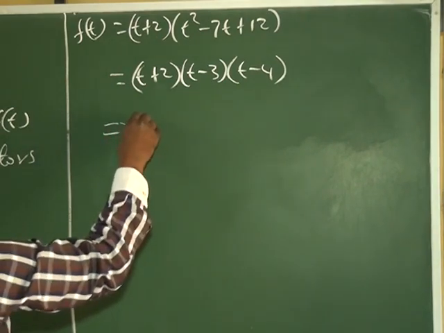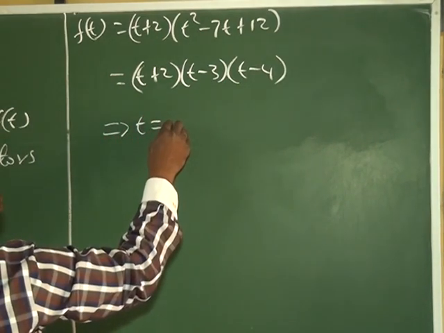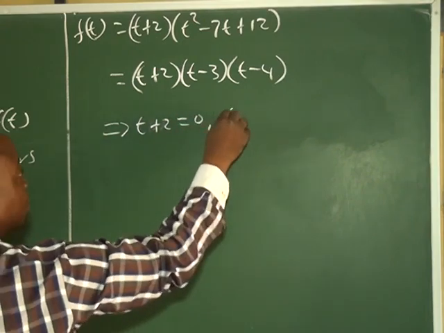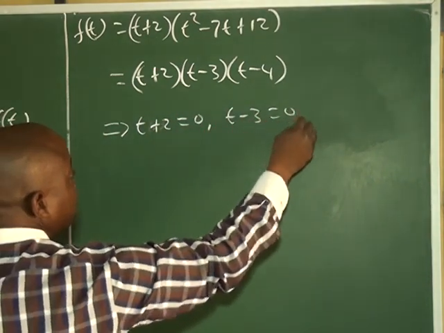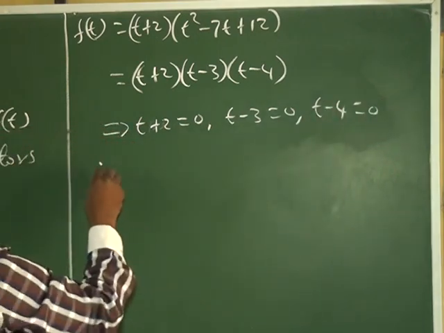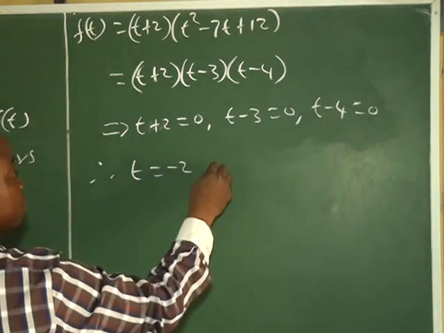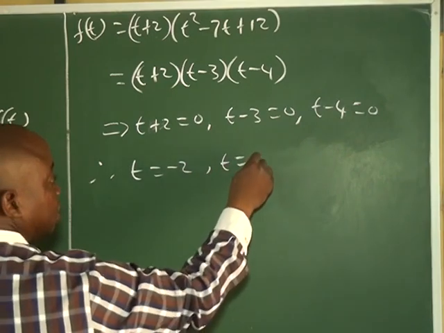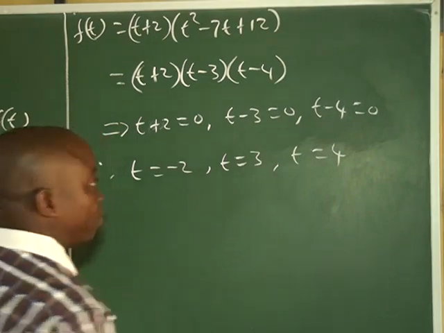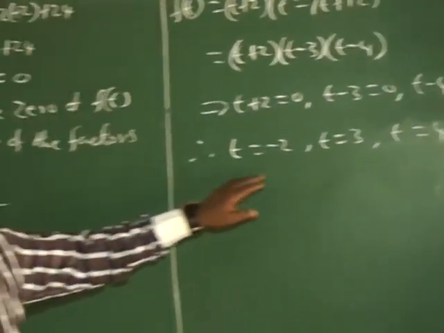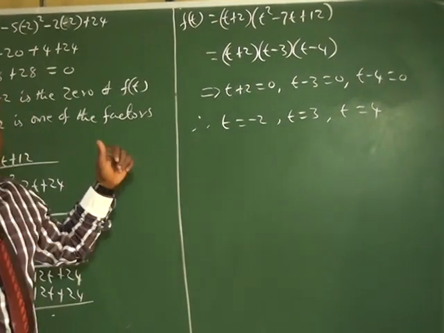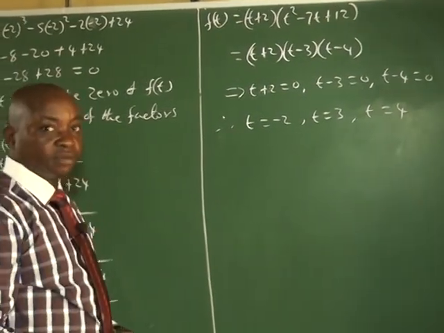That implies that t plus 2 equals 0, t minus 3 equals 0, t minus 4 equals 0. Therefore, t equal minus 2 or t equal 3 or t equal 4. These are the values of t that will make the matrix 0.